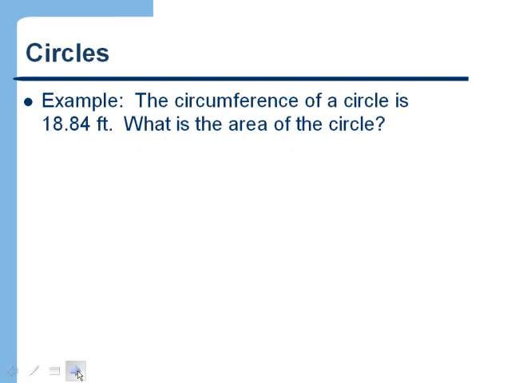Okay, let's do another example. In this example, it says the circumference of a circle is 18.84 feet, and we're asked to find the area of the circle. So we've got our two formulas, that circumference is 2 pi times r, and area is pi r squared. And you'll notice that the thing that's common to both of these formulas is that they both have the radius in them. So in order to do this problem, the first thing I want to do is find the radius of the circle, and then once I do that, I can find the area.